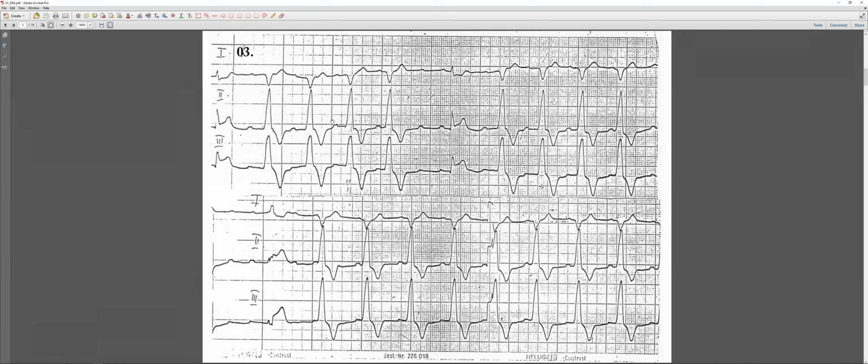Calculate the axis whenever you like, but somehow it's strange. Before you go to the axis, you should see what makes the impulse. So what is the impulse formation center? Usually the question is, do we have P waves?